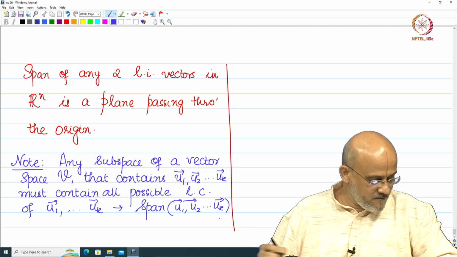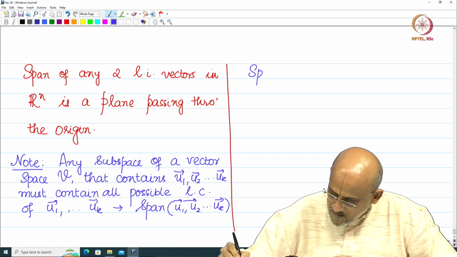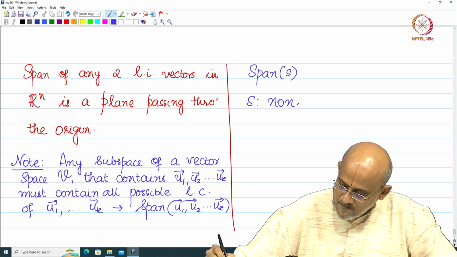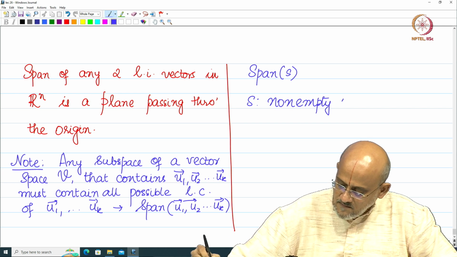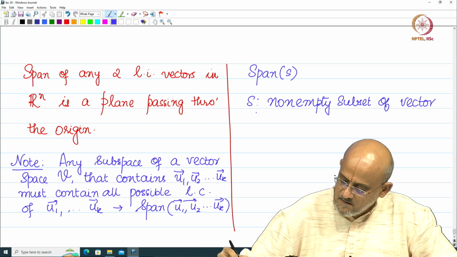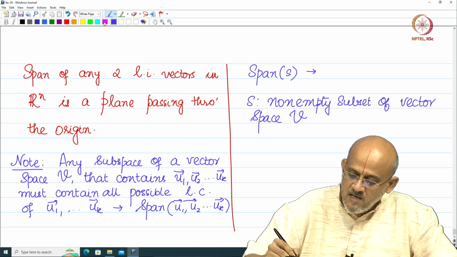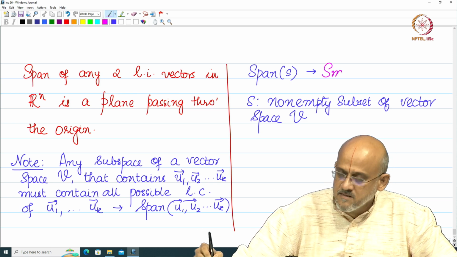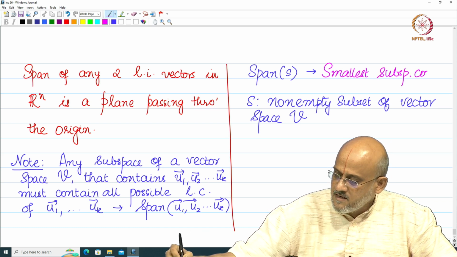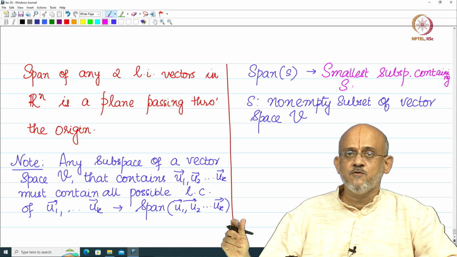Yeah, that is basically the span of u1, u2, ..., uk. And what is interesting is the span of a given set of vectors, where S is a non-empty subset of a vector space V. The span of S is the smallest subspace containing S. That is the most interesting observation that we make.